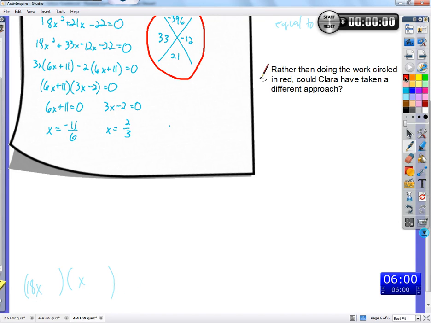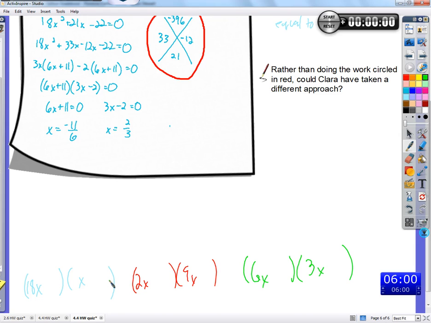or, maybe in a different color, could we do it a different way? How else could we do it? 2 and 9: 2x and 9x would multiply to make 18x squared. But then again, 6x and 3x. Okay, that's not too bad. But what comes next is finding these other two numbers, right?